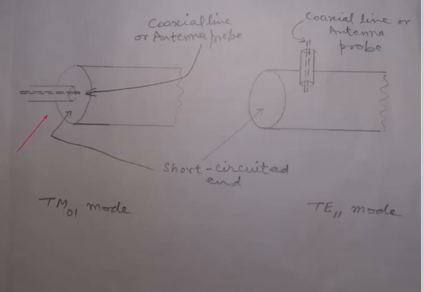circular or cylindrical waveguides. In our next lecture, we will discuss the losses or attenuation in waveguides. In that case, we will discuss the attenuation due to lossy dielectric medium and wall losses.